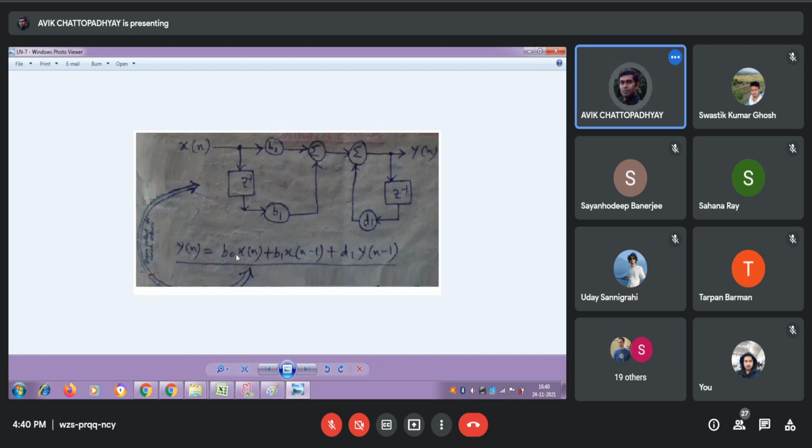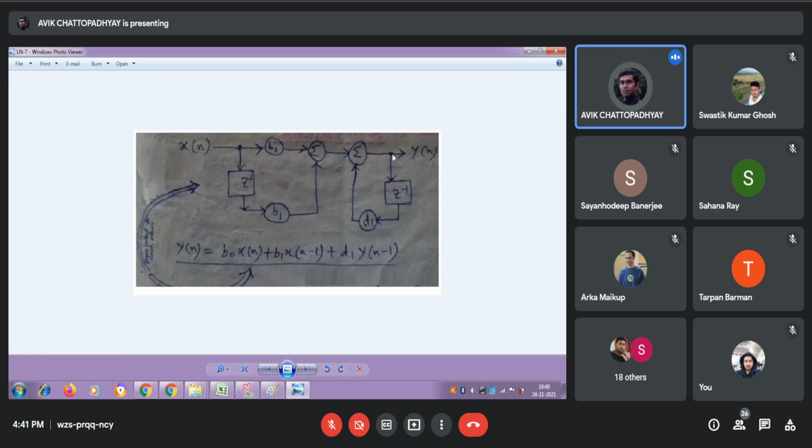Similarly, y of 2 means b0 x of 2, b1 x of 2 minus 1, which means x of 1. Now the first sample, which was stored, is brought back now. Here and here also, the output, the same story. You are bringing it back here and adding and doing the operation. In this way, this operation will continue.